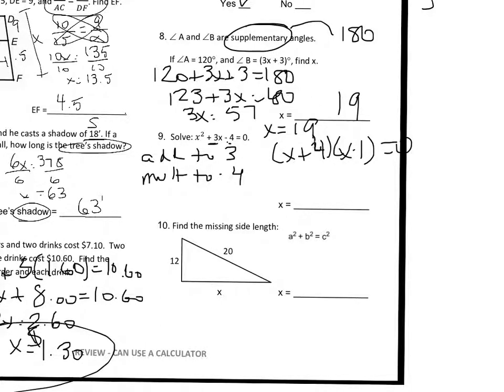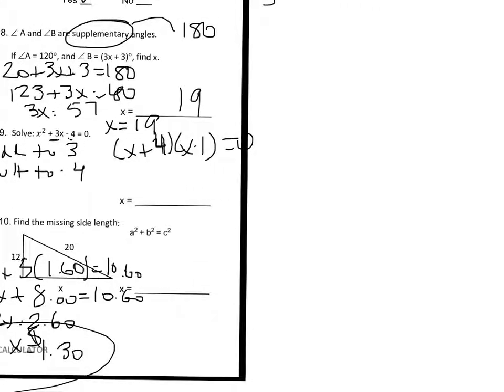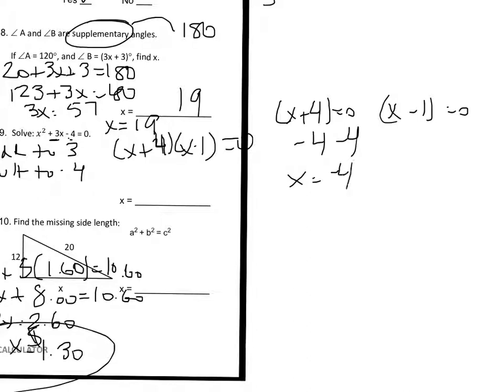What I can do here is solve by setting each one equal to 0, using the zero product property. So let me get some space over here. x plus 4 equals 0, x minus 1 equals 0. Subtract 4, I get x equals -4, and add 1, x equals 1. So my two solutions are -4 and +1.